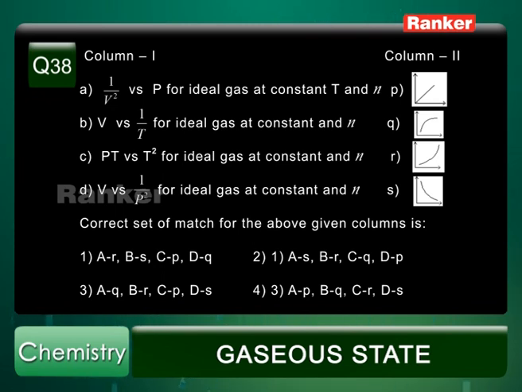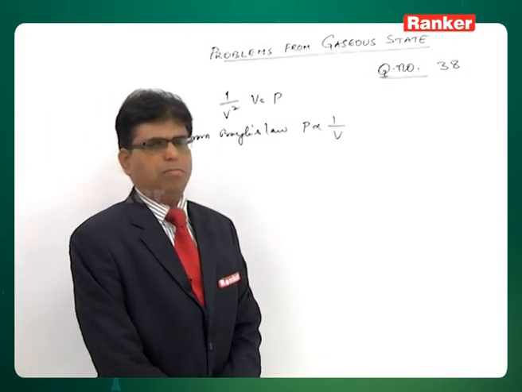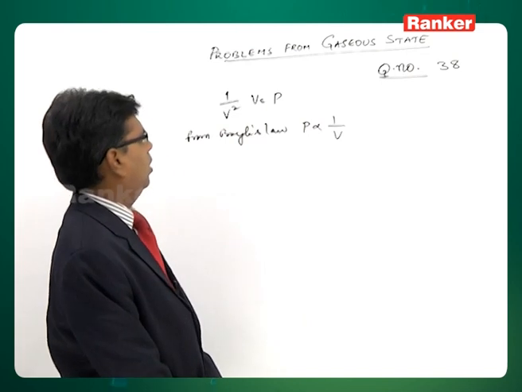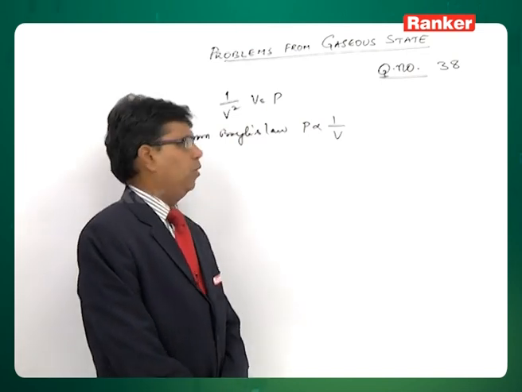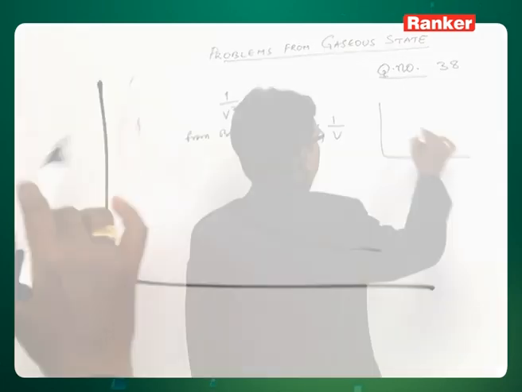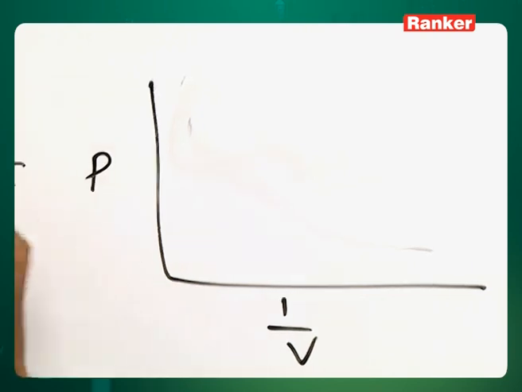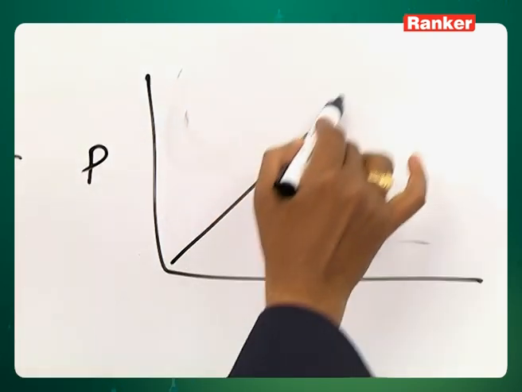Now look at the first parameters given in option A. The graph given is 1 by v square versus p. From Boyle's law, p is proportional to 1 by v. So when you draw a graph for p proportional to 1 by v, then p versus 1 by v is a straight line, you will get it like this.